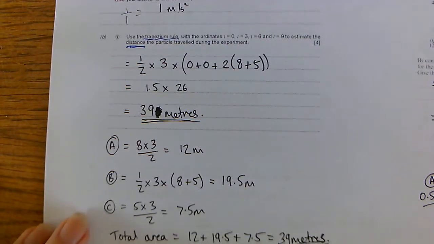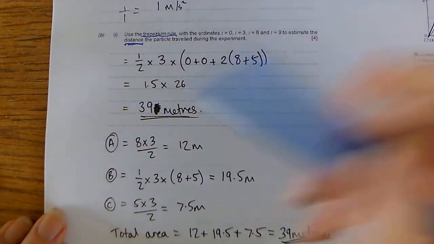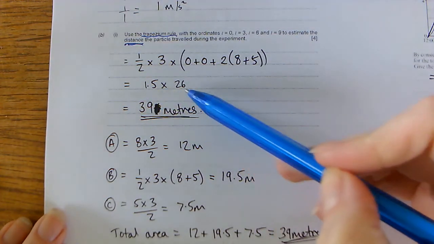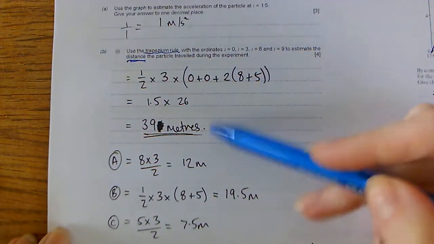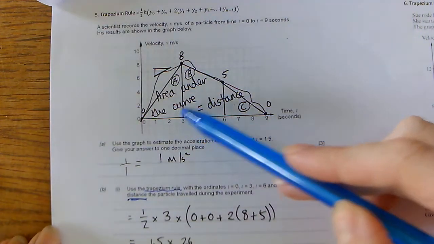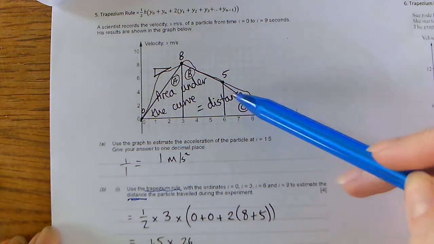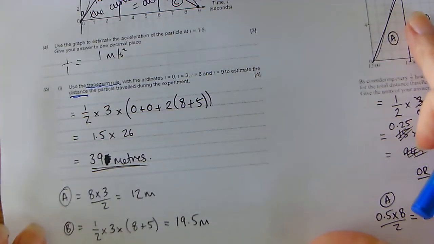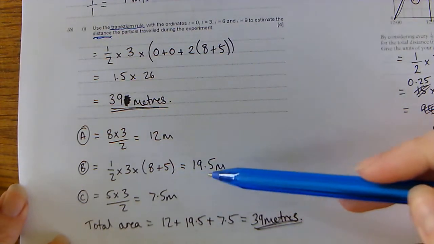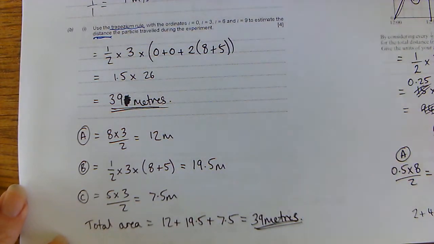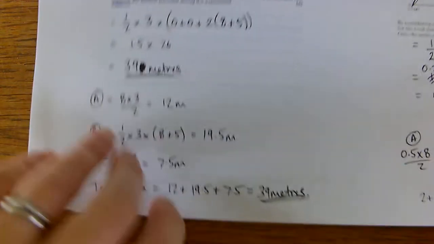Question 5, I made a mistake here when I put it into the calculator. 1.5 times by 26 gives you 39, so that's using the formula. If you did it by splitting it up into, well, 2 triangles and a trapezium, those are the values that you get for the 2 triangles, 12, 7.5, and that's for the trapezium, so you also get 39 metres.